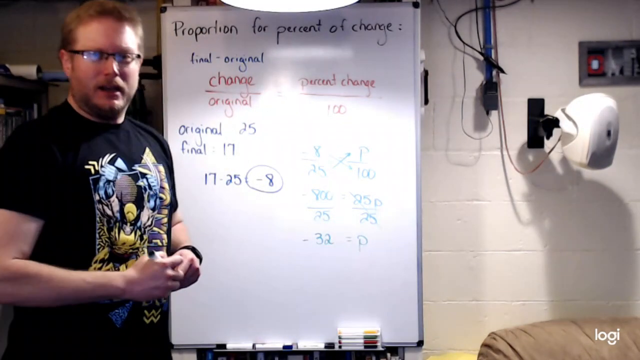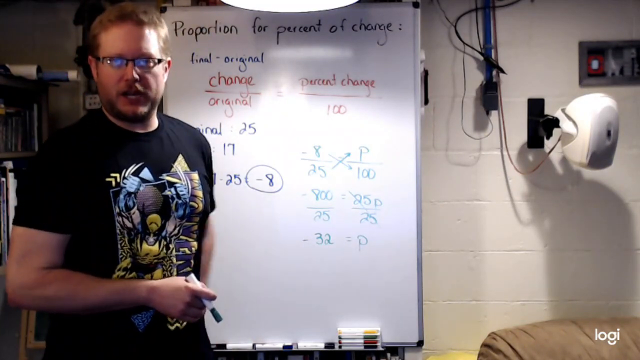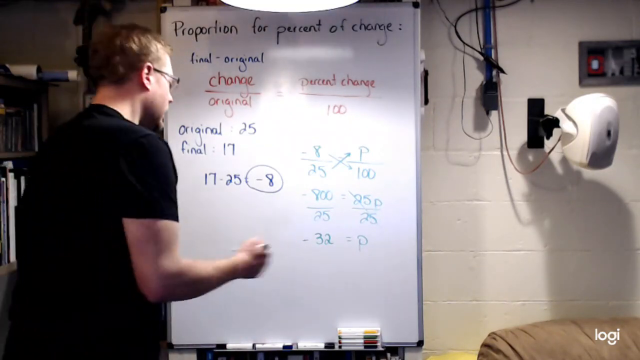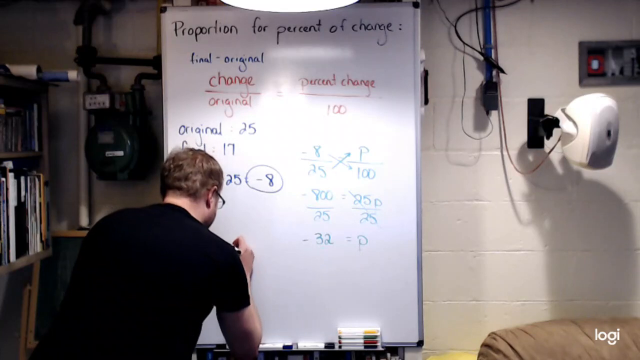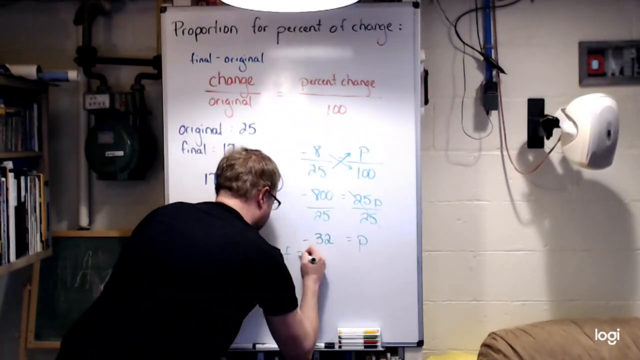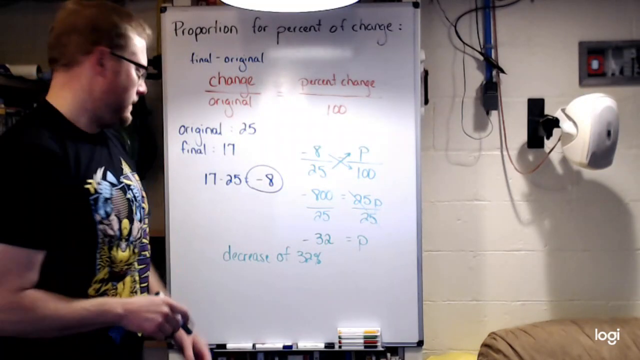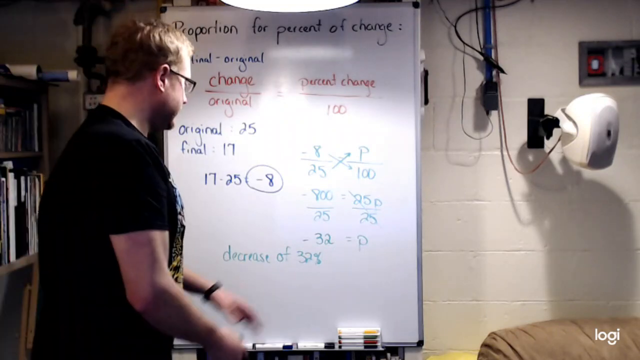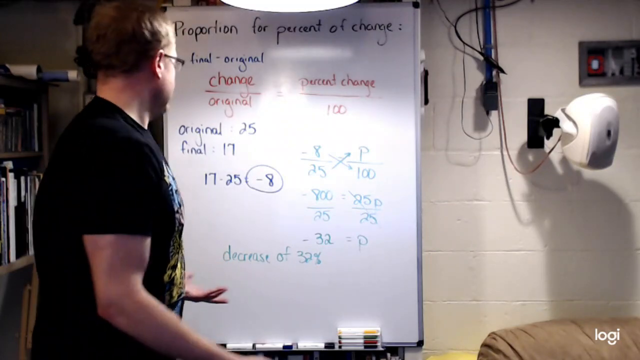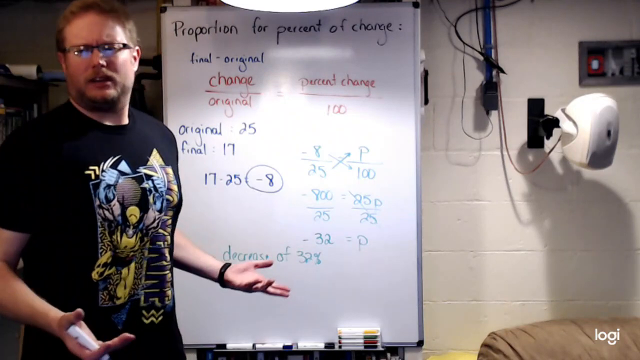Okay, so here's the problem. I've seen a lot of people when they answer this, they say, oh, it's a percent of change of negative 32. You don't do that. It's like a double negative, okay? We would say it's a decrease of 32%, okay? So you wouldn't say it's a decrease of negative 32%. You just say it's a decrease of 32%. But that's it. Whether it's an increase or a decrease, it's basically done the same way.